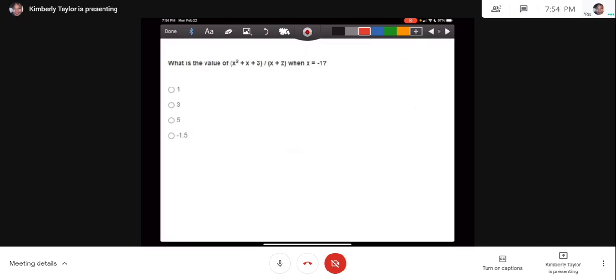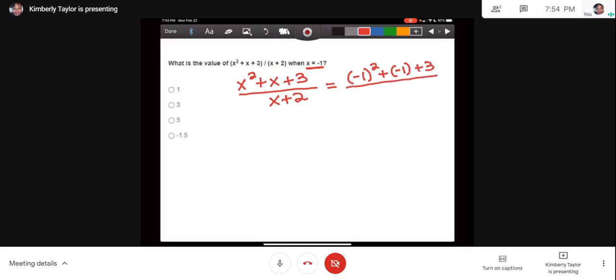So you're replacing x with the number negative 1. I'm going to rewrite this question first. Let's rewrite it. So everywhere that I see an x, I need to put a negative 1. So this is negative 1 squared plus another negative 1 plus 3, and then negative 1 plus 2.